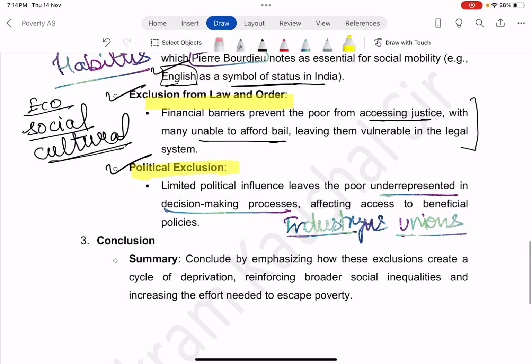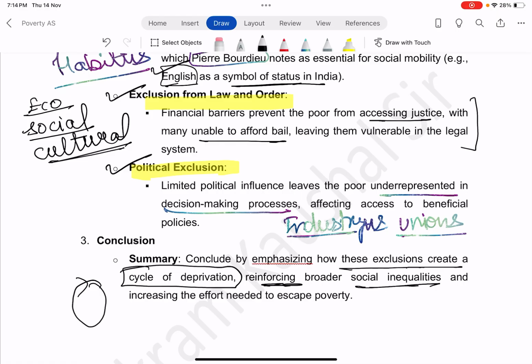In the conclusion, what we can say is that all of these various different forms of exclusion create a cycle, an overwhelming set of conditions which trap people into poverty. They reinforce broader patterns of social inequality and increase the amount of effort that it would take for somebody to escape out of poverty, thereby creating this cyclical trap where people continue to remain trapped in poverty.